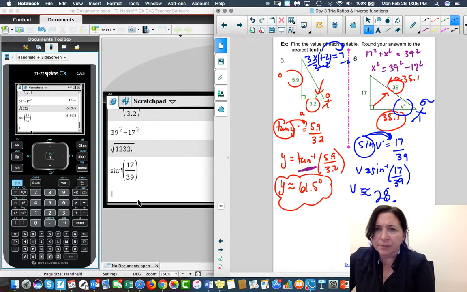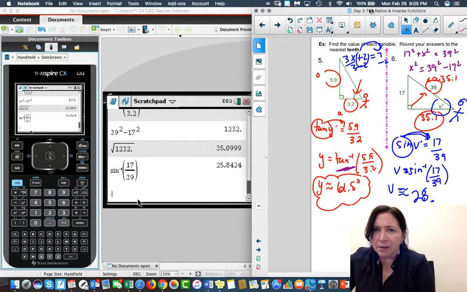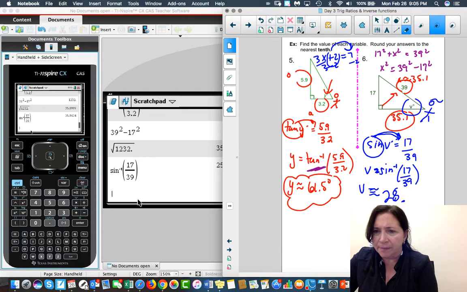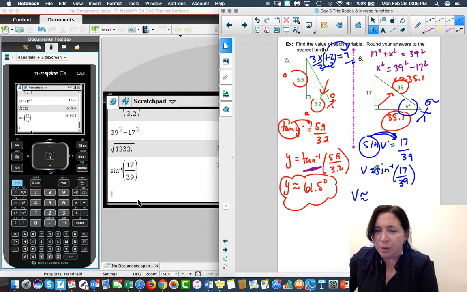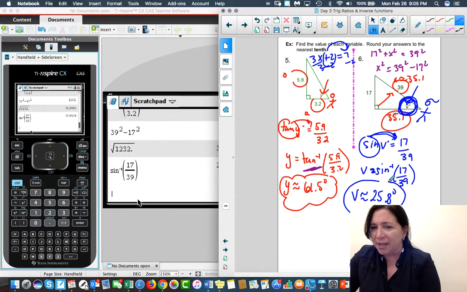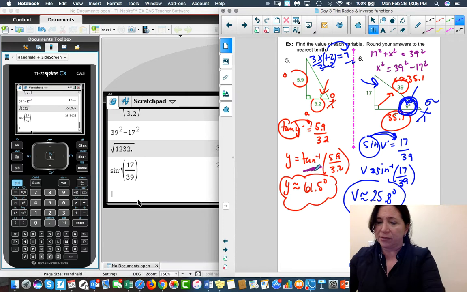25.8. Let me fix that. So v is approximately 25.8 degrees. So that's v right here. So if that was about 25.8 degrees, remember, to find this angle, all I have to do is go 90 minus 25.8 degrees. Okay.